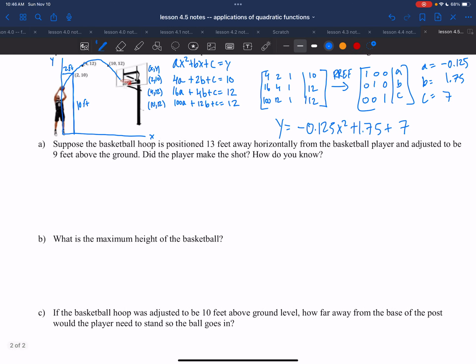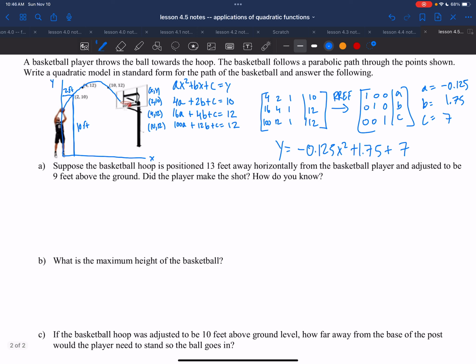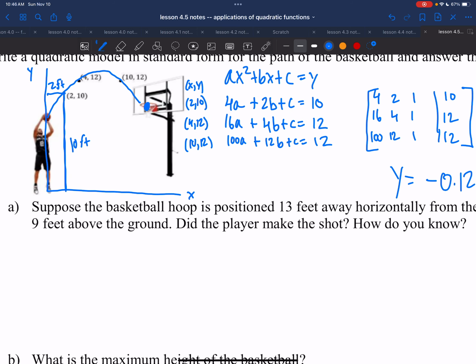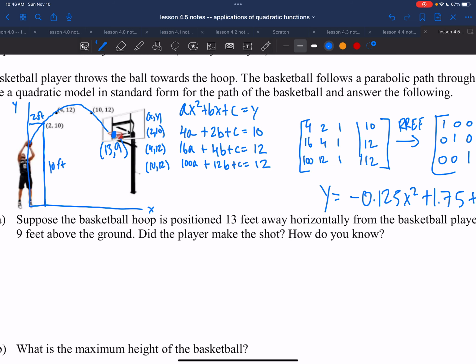That was the setup to the problem. Okay. Suppose the basketball hoop is positioned 13 feet horizontally away from the basketball player and 9 feet above the ground. Essentially what this is asking is the hoop itself is 13 feet away horizontally, 9 feet above the ground. Does the player make the shot, and how do you know?